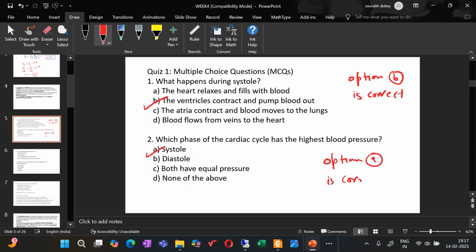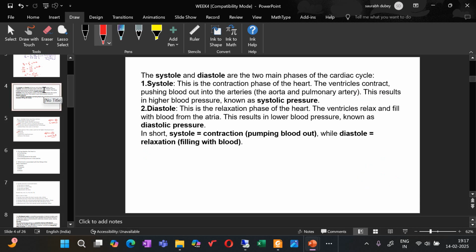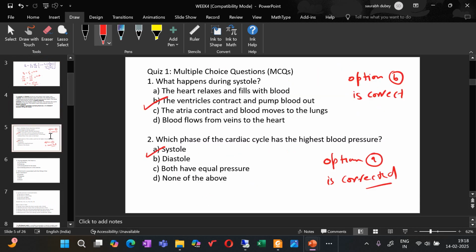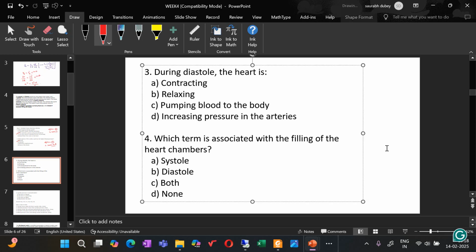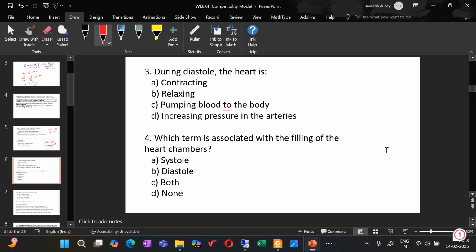These slides will be shared, and the video is also being recorded, so this will be available on the SWAYAM portal in the problem solving sessions. The next question is this: during diastole, the heart is contracting, relaxing, pumping blood to the body, increasing pressure in the arteries.